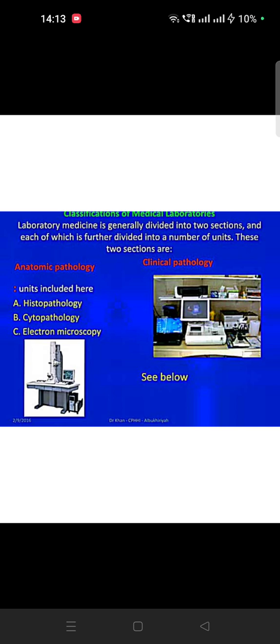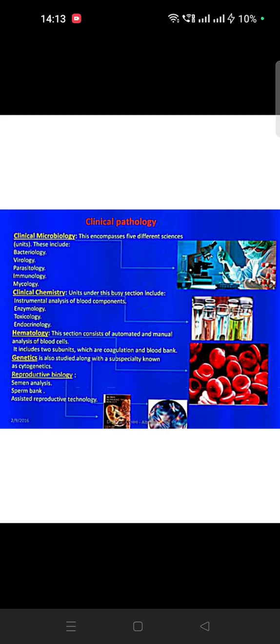Anatomic and clinical. Anatomic means after surgery, histopathology and cytology, then electron microscopy will be done. This is for normal blood samples, that is clinical pathology. Clinical pathology includes bacteriology, virology, parasitology, immunology and mycology. Then clinical chemistry, biomedical chemistry will come. So here endocrinology, toxicology and enzymology.